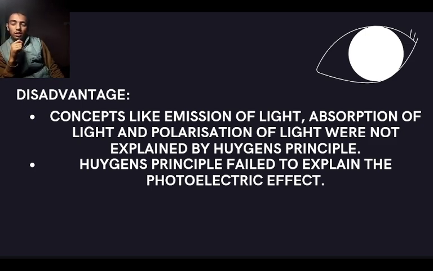First thing is that it cannot explain how light is emitted. Second, it cannot explain how it is absorbed. And third, it cannot explain polarization. Polarization, if you don't understand it by now: if a light is oscillating in random directions, it is unpolarized. If it is oscillating in one direction, then it is polarized. For now, understand polarization like this.